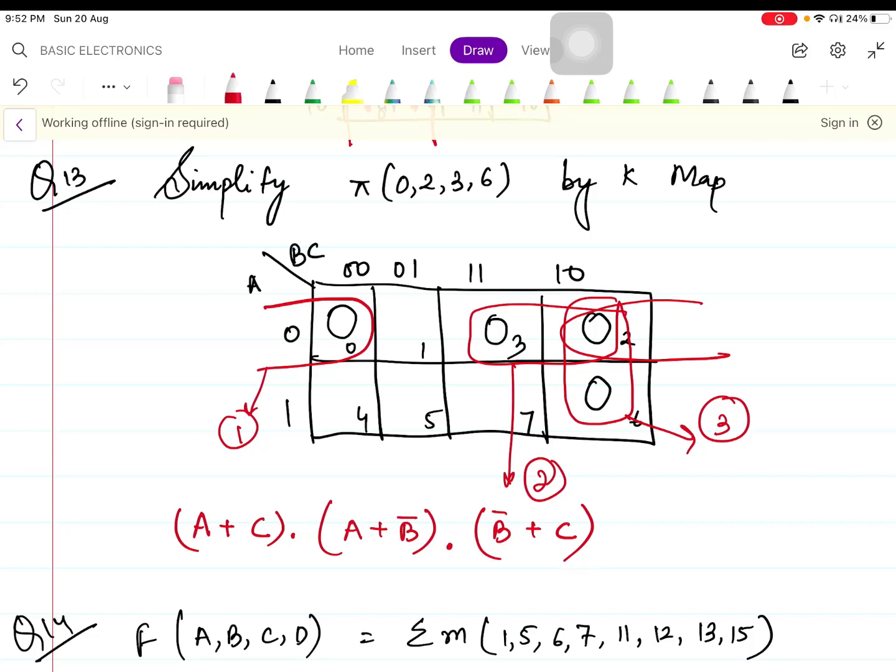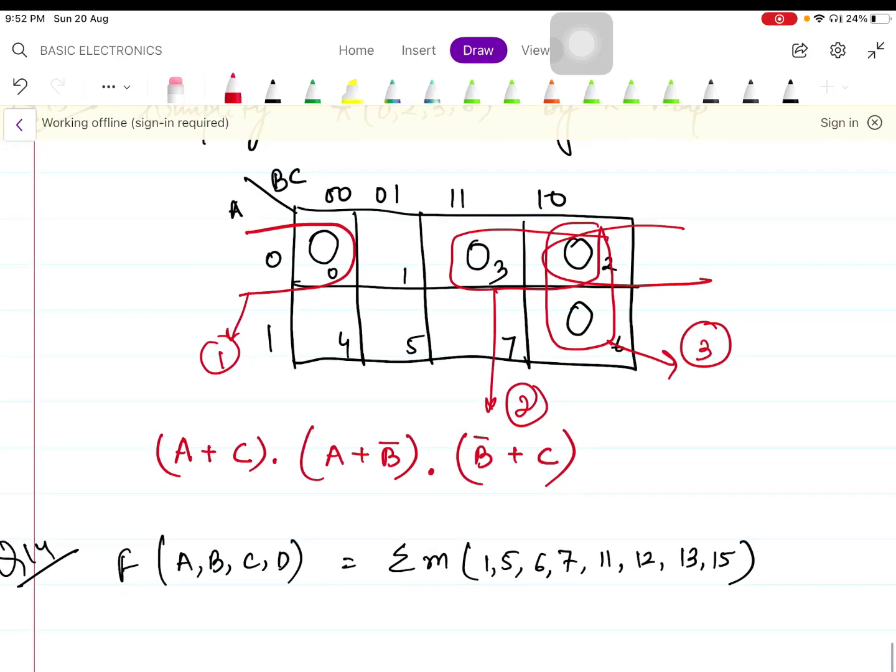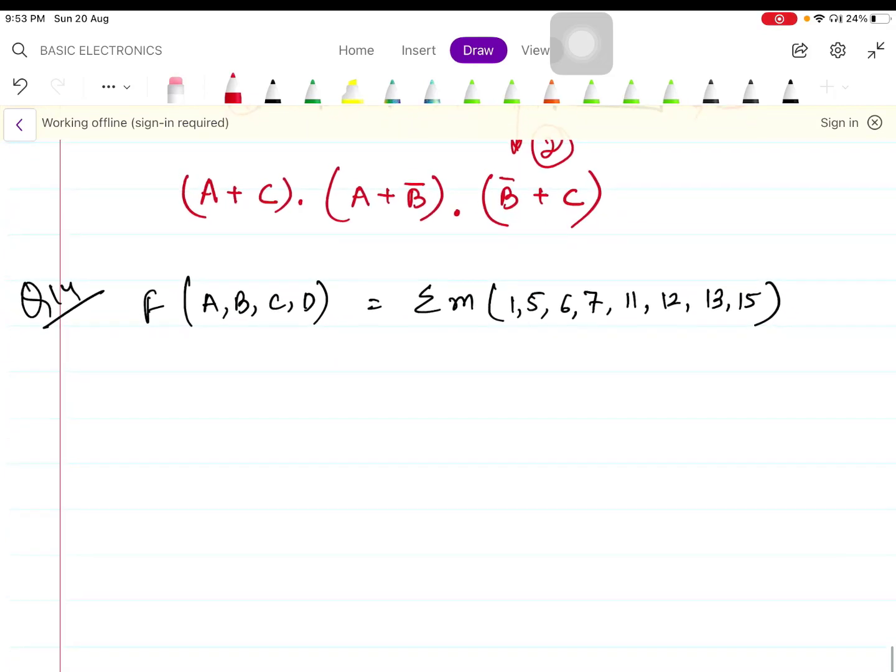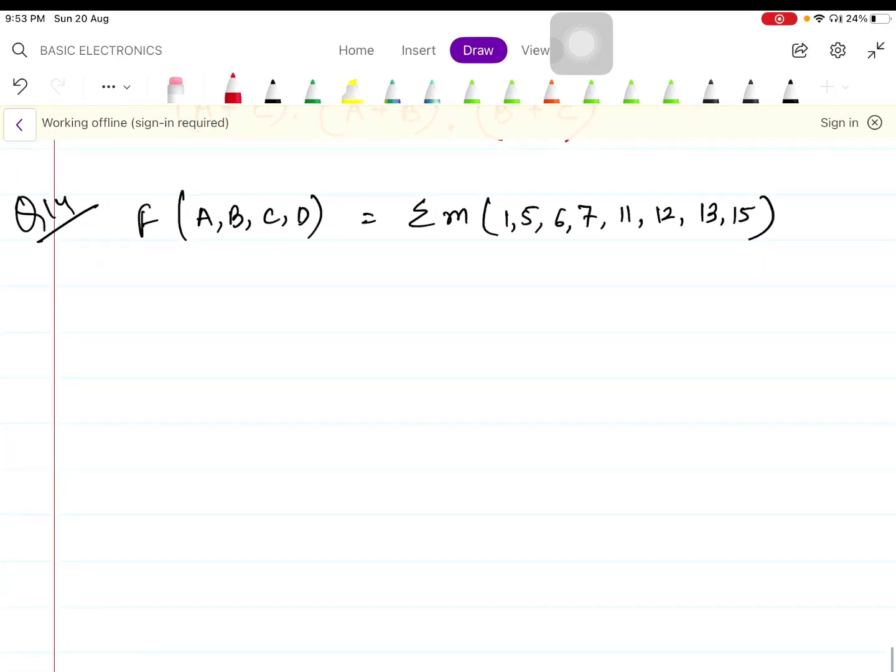Simply what you have to do is fill the max terms. Max terms are represented by zeros. We have already discussed this part in the previous videos. I will share their links in the description box as well. You may refer to them. Now let's move on to another question, and the last question of the video.